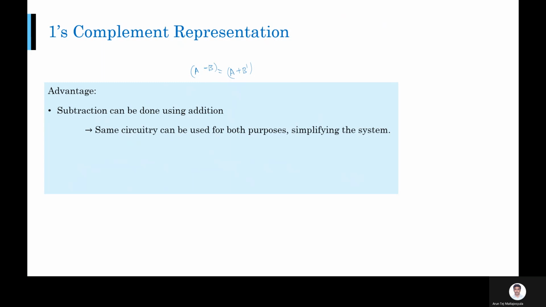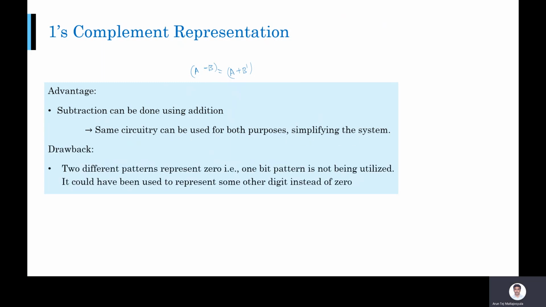So what is the advantage now? The advantage with this kind of representation is that subtraction can be done using addition. If I want to do a minus b, I can just add a plus b complement. So a minus b is nothing but a plus b complement, the one's complement of b. If I have a circuit that does only addition, I can use the same circuit to do subtraction also. That simplifies my overall system. The same circuitry can be used for both purposes, simplifying the system.